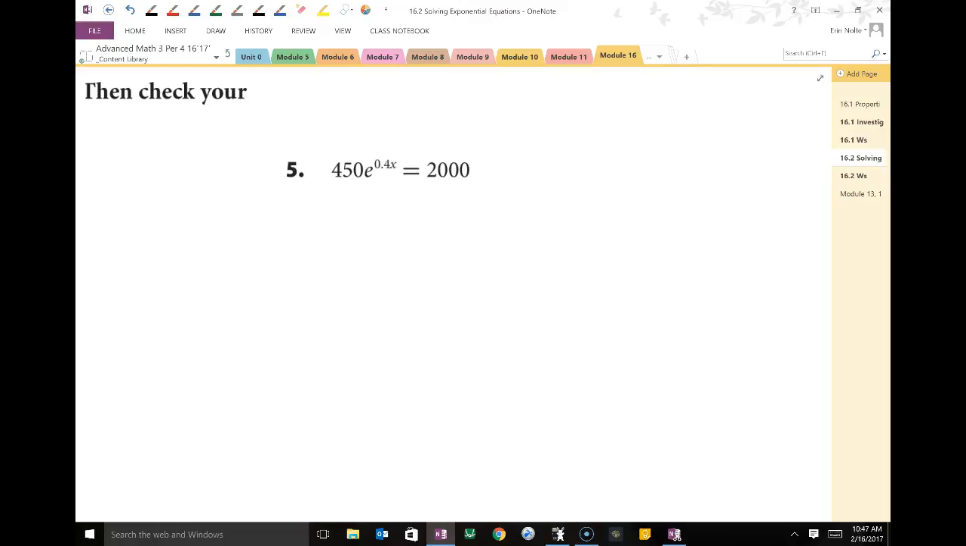Okay, so second example. 450 times e to the 0.4x equals 2,000. How would I go about solving this? First step. Careful. Oh, there's an e there, right? There is, and there's the big fat 450 in front of it. Divide by 450. We have to get rid of the number that's being multiplied by that base number. The base number is always going to have the exponent on it. Okay, right, that makes sense.